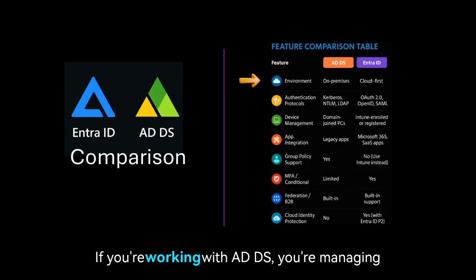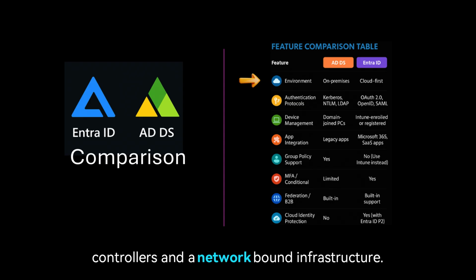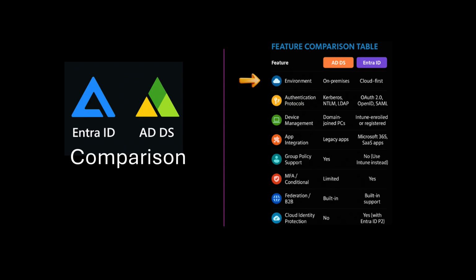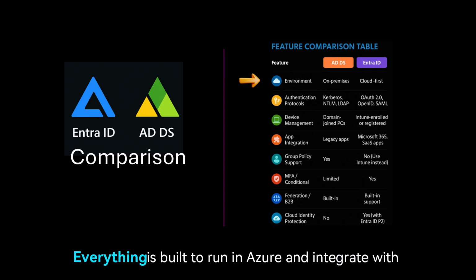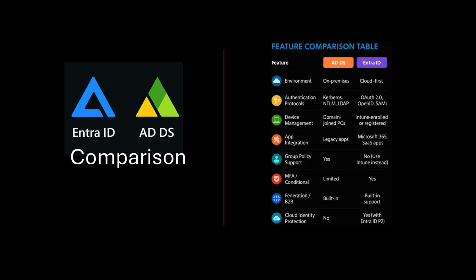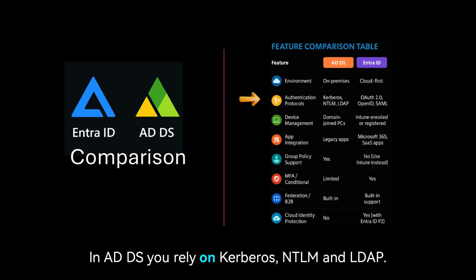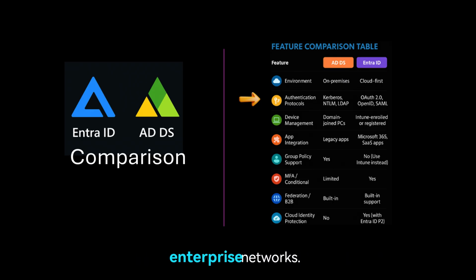If you're working with ADDS, you're managing everything on premises: local servers, local domain controllers, and a network-bound infrastructure. With Entra ID, you're embracing a cloud-first model. Everything is built to run in Azure and integrate with Microsoft cloud services like Microsoft 365 and thousands of SaaS apps. In ADDS, you rely on Kerberos, NTLM, and LDAP. These are traditional protocols meant for internal enterprise networks.